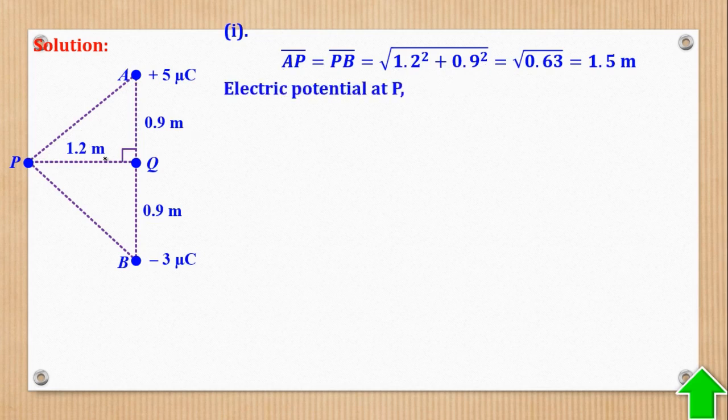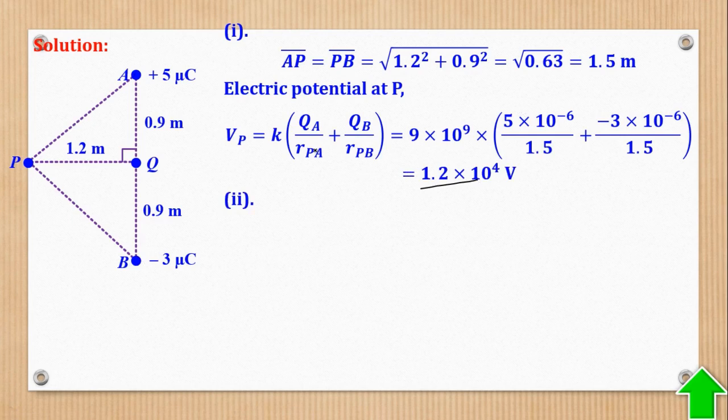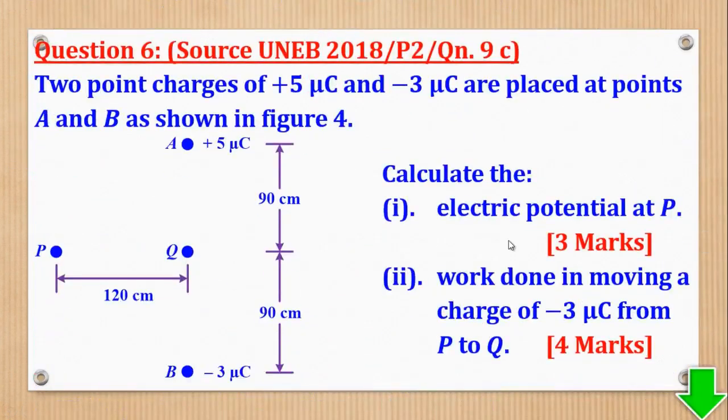Therefore electric potential at P, it will be due to this charge and also due to this charge. So you substitute and get the output as that. So that was electric potential at P, and that's what they wanted.